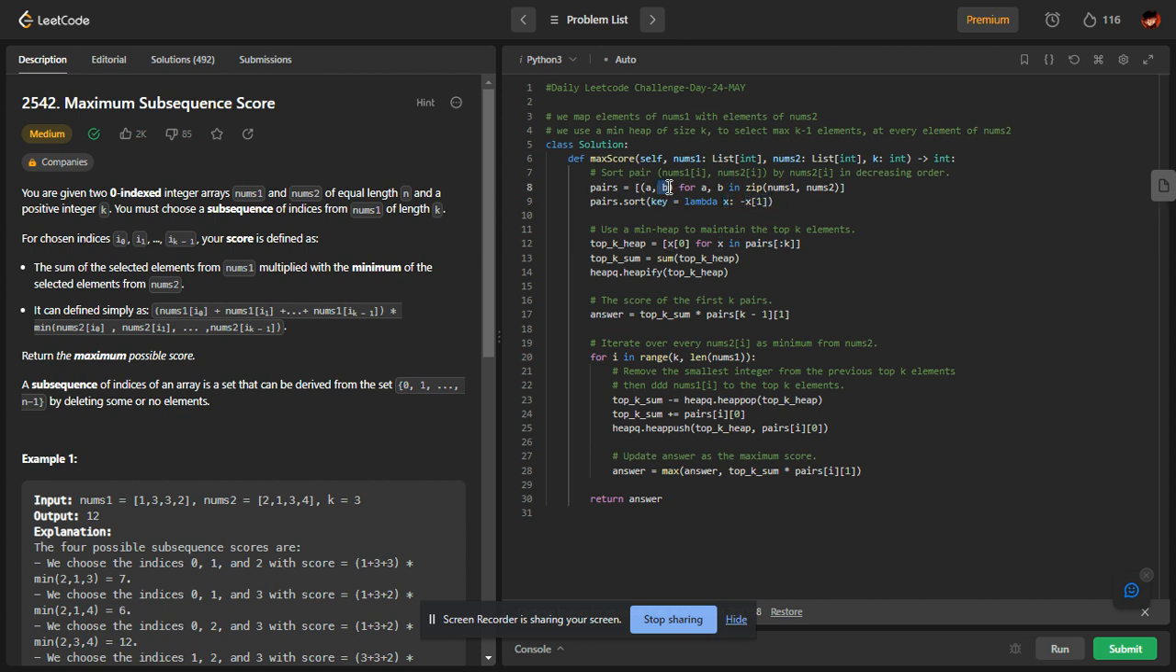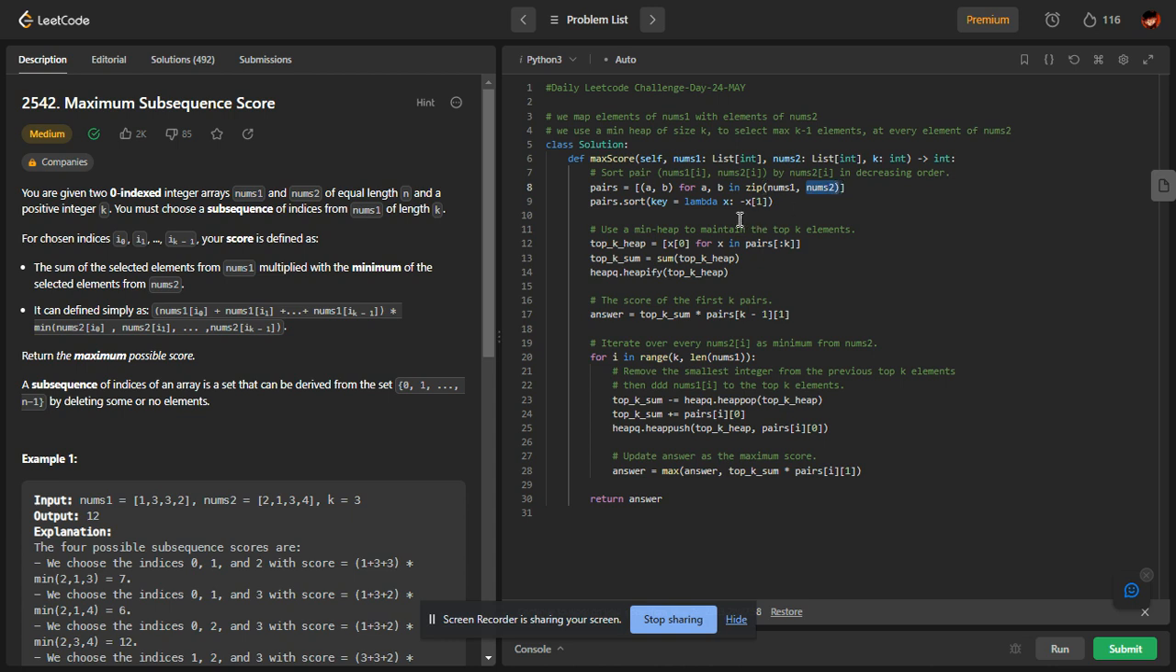Okay, the second index, that means the second element which represents nums2. I want the sorting only to be happening for elements in nums2. So this is what it is. x of 1 means I'm ignoring the x of 0, only the sorting happening based on x of 1. The x of 1 means this b, which comes from nums2.